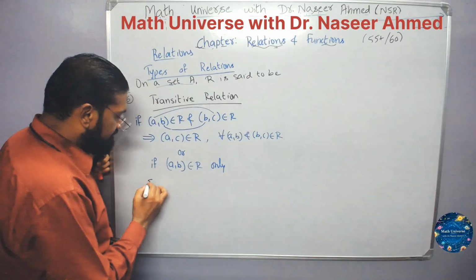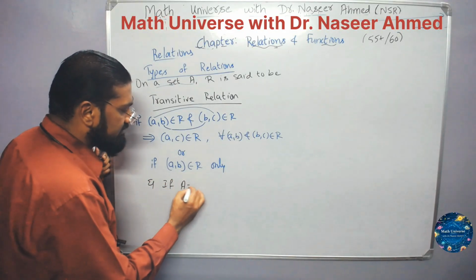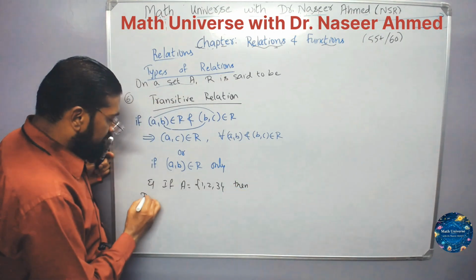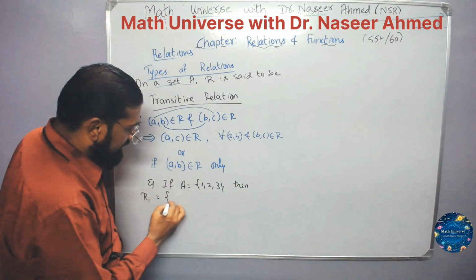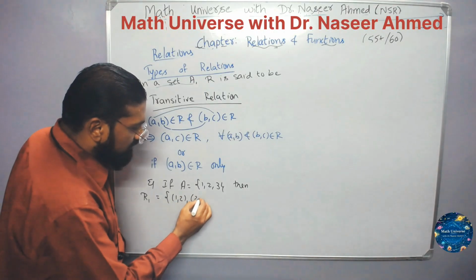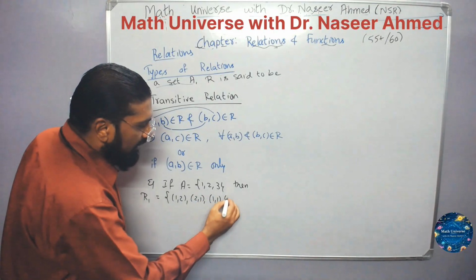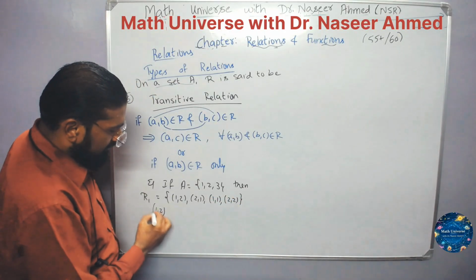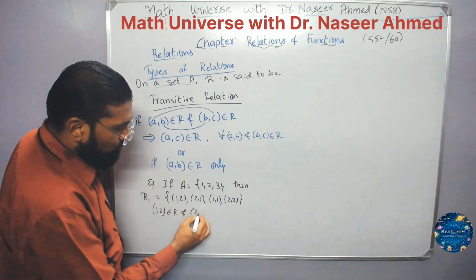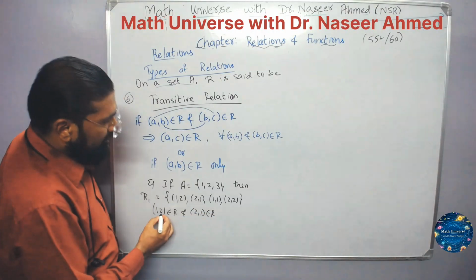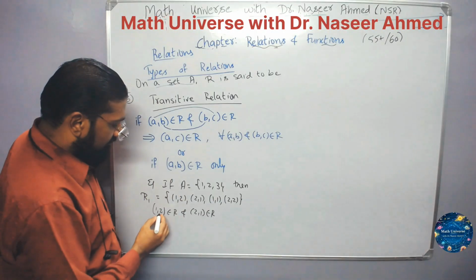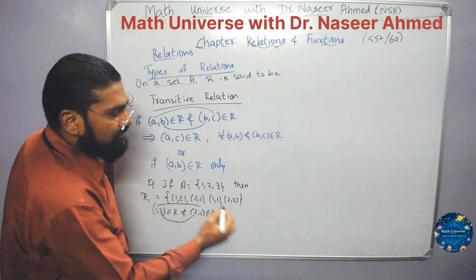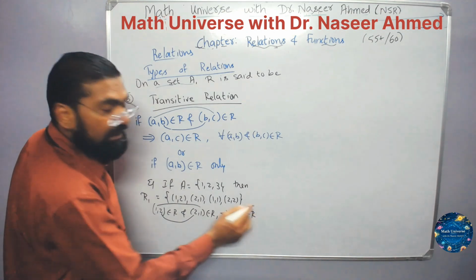And I give an example here to have clarity. For example, suppose set A is {1, 2, 3}, then I'll take three relations. R1 is equal to {(1, 2), (2, 1), (1, 1), (2, 2)}. See carefully. Now if I start with this, (1, 2) belongs to R and (2, 1) belongs to R. So (1, 2), (2, 1), that is (A, B), (B, C). What is expected? (1, 1). Do we have (1, 1)? Yes, we have. Directly don't comment, it is transitive.